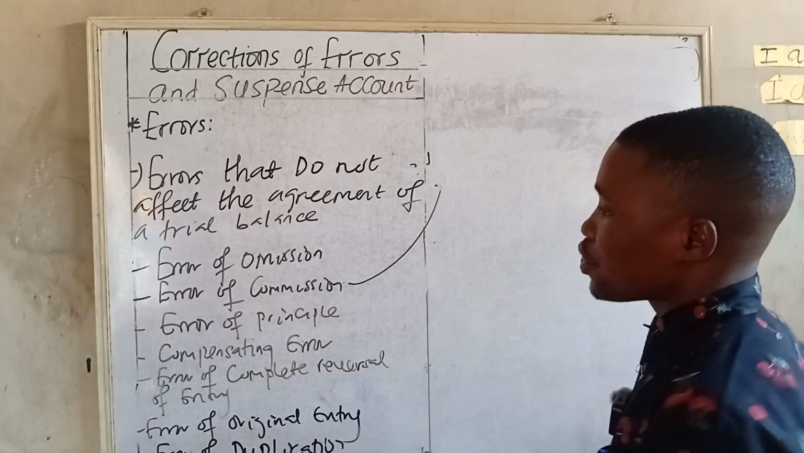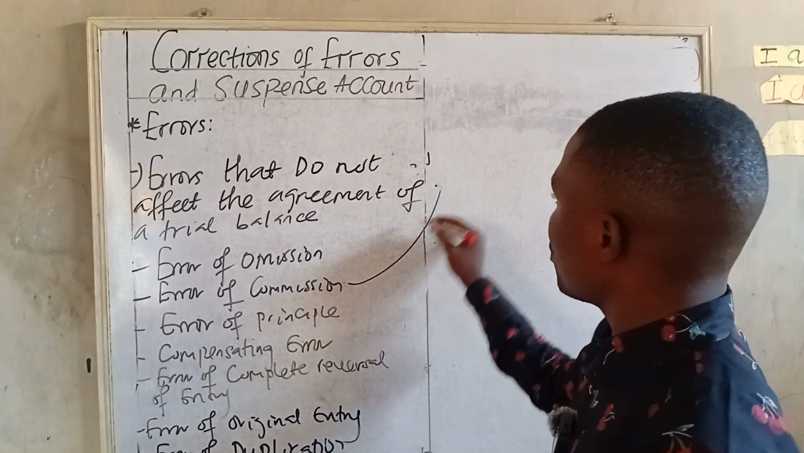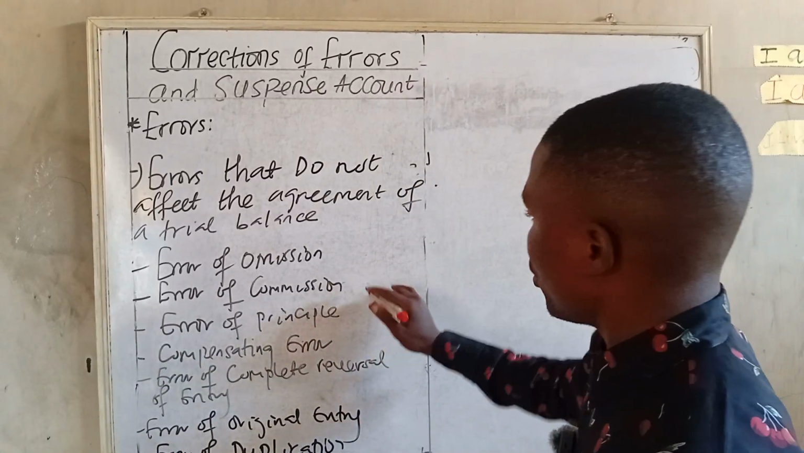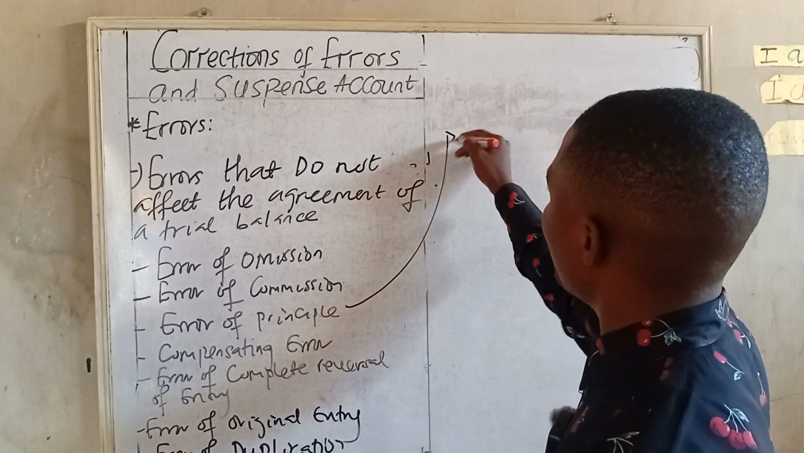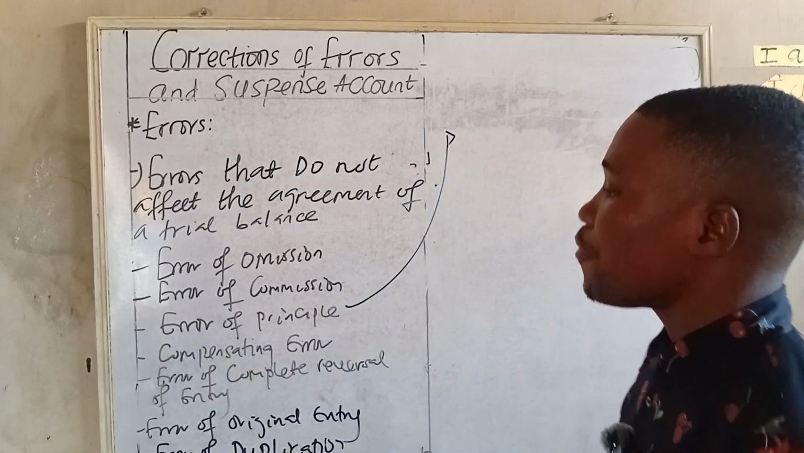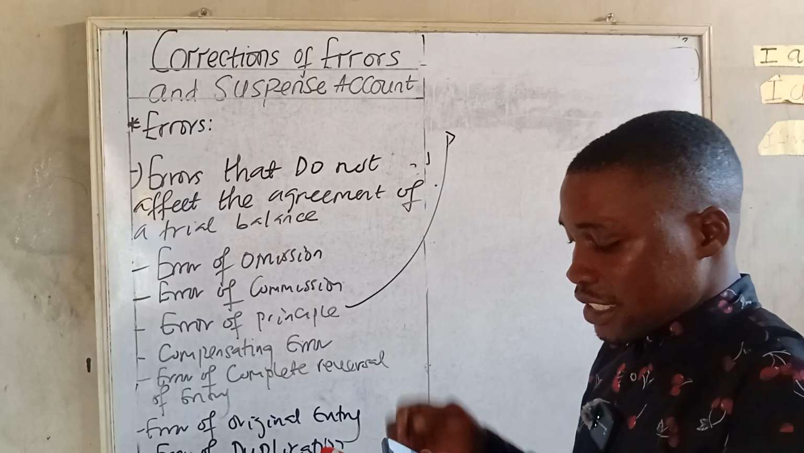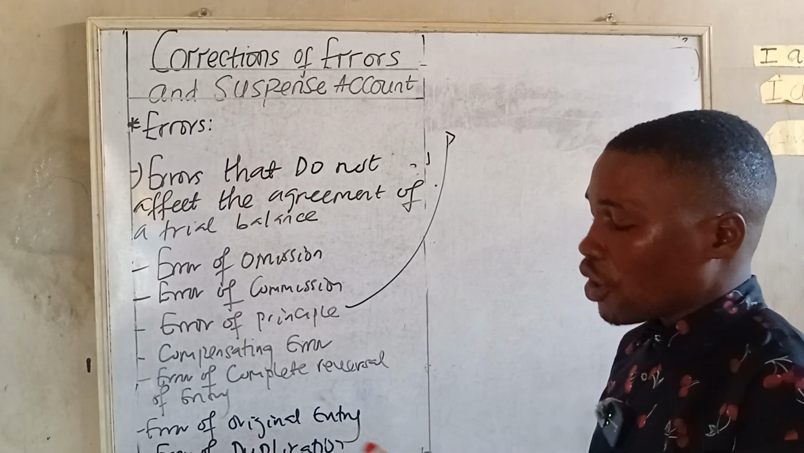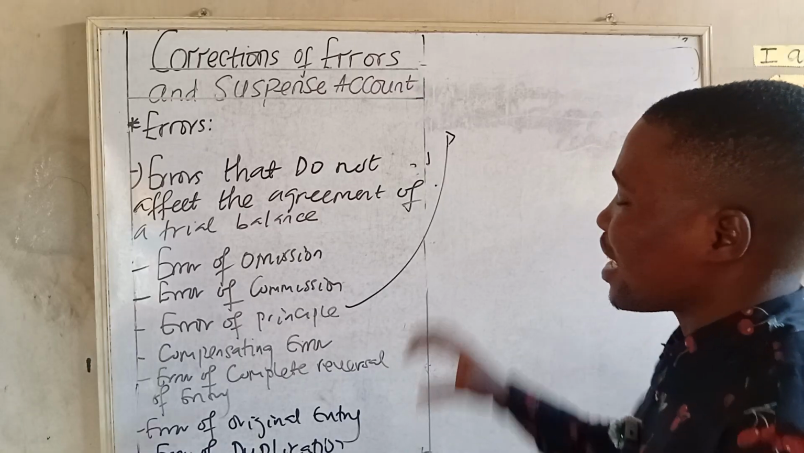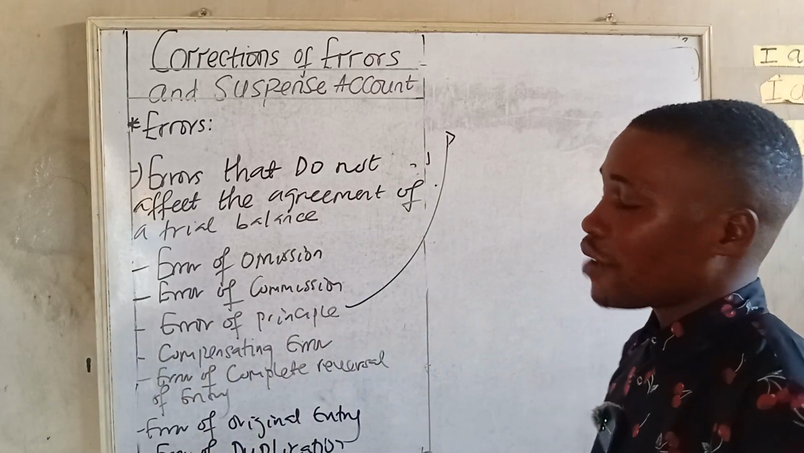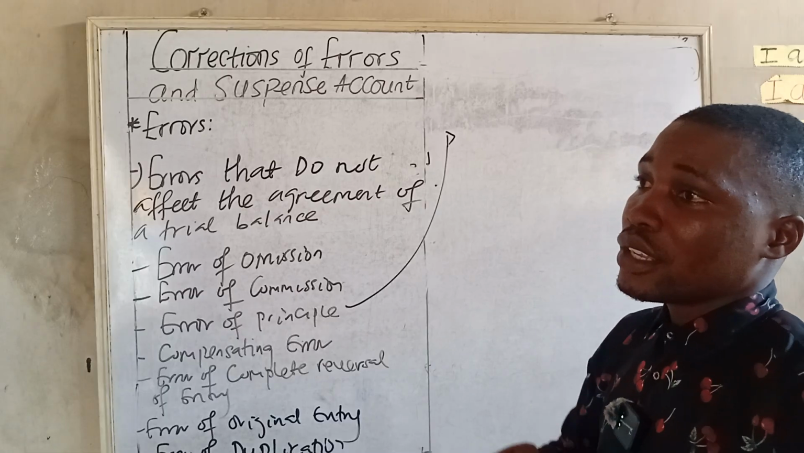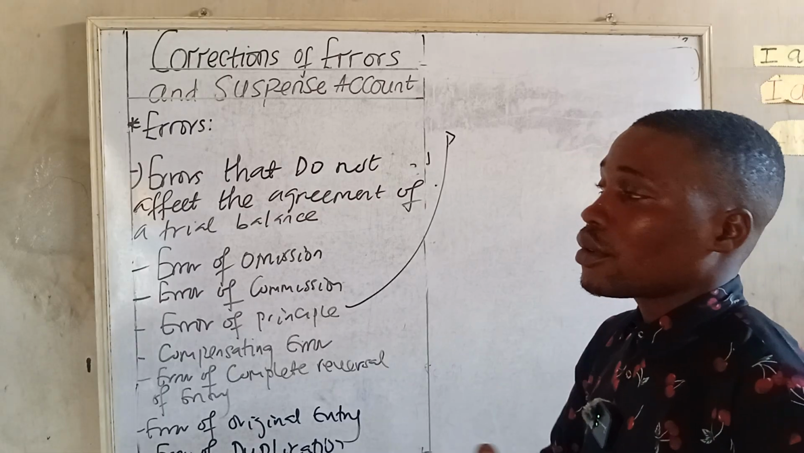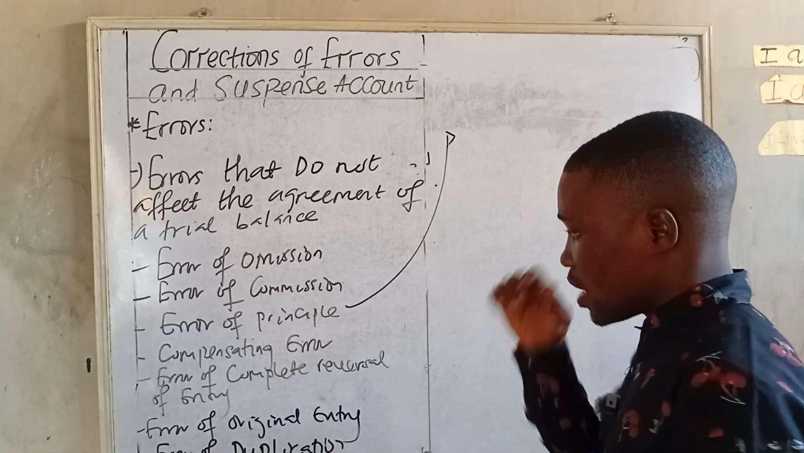Now let's move to error of principle. Error of what? Error of principle. It says here that this is an error whereby transactions are entered in a wrong class of what? Wrong class of accounts. You know, we have what classes of accounts. We have a real account, we have nominal account, and so on.